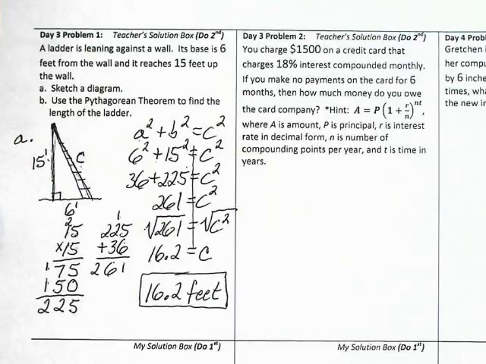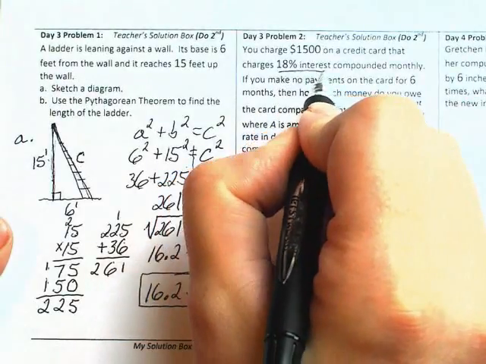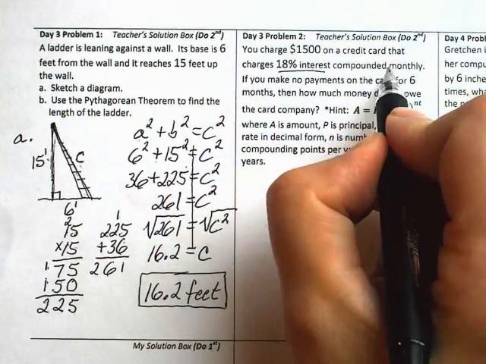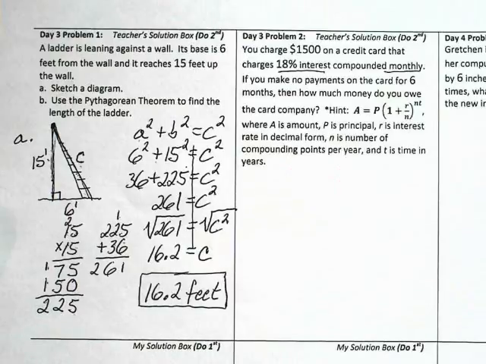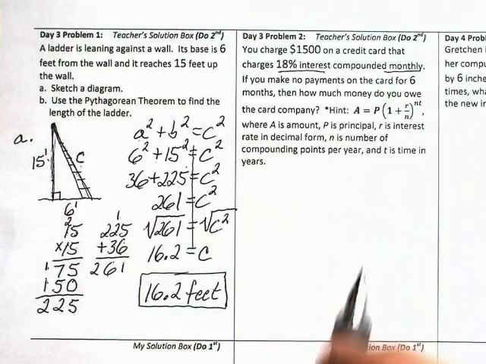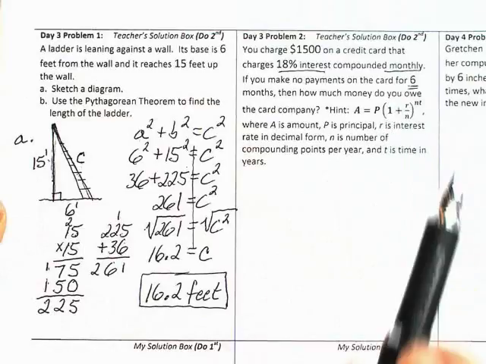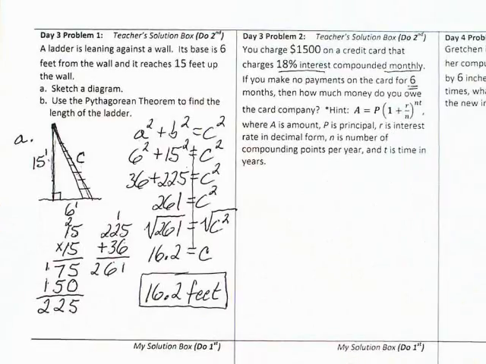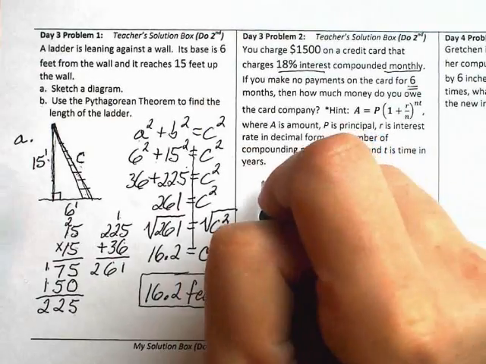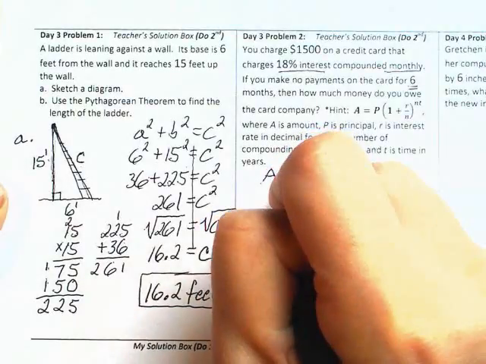Now, day 3, problem 2. You charge $1,500 on a credit card that charges 18% interest, compounded monthly. If you make no payments on the card for 6 months, then how much money do you owe the card company? And here is the formula about compound interest that we can use to find this result. So let's begin by copying that formula.